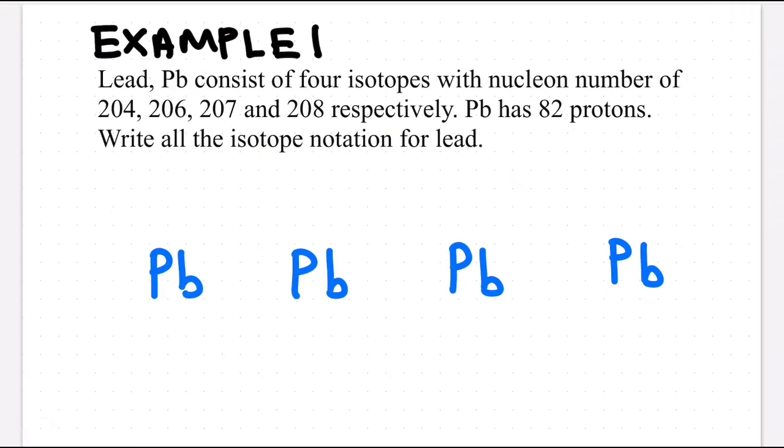So if you have a question here whereby let Pb consists of 4 isotopes with nuclear number 204, 206, 207 and 208 respectively, and Pb has a proton number of 82. So how can we write the isotope notation for lead? All we have to do is remember that the proton number is written at the bottom and the nuclear number is written on top. And that's it. You have an isotope notation for lead and its isotopes.